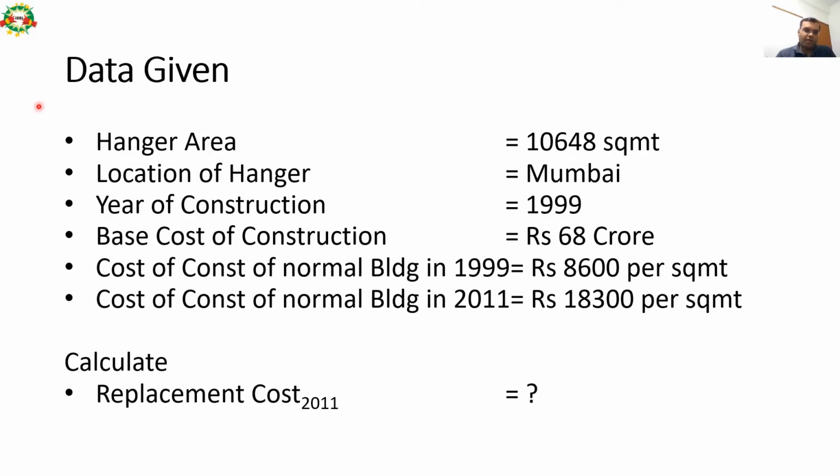So again, data given in the question is hangar area, location of the hangar, year of construction, base cost of construction is given 68 crore, cost of construction of normal building in 1999 is given as 8600 rupees per square meter, and cost of construction for normal building in 2011 has been given as 18,300 rupees per square meter. So we have to calculate replacement cost of the hangar in 2011.